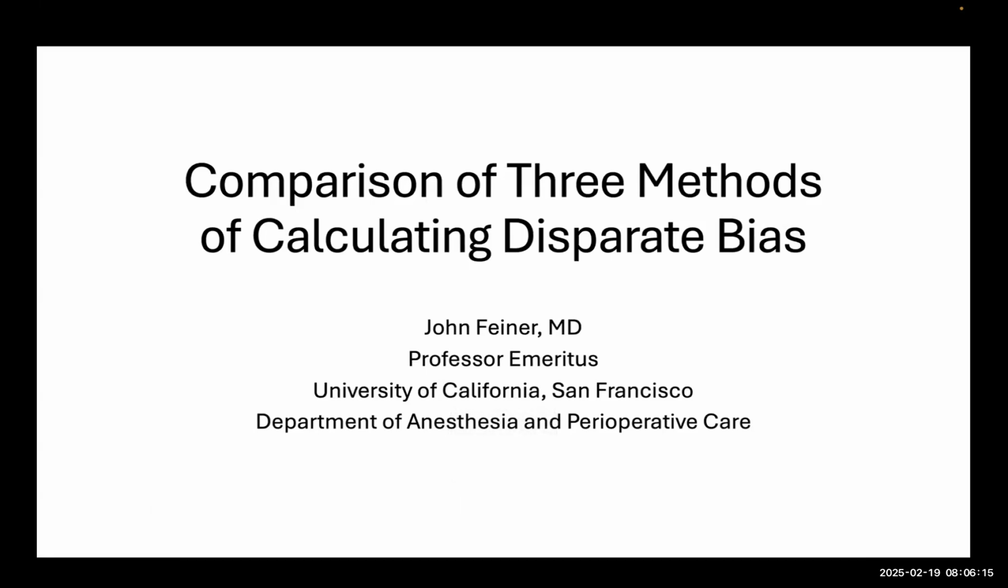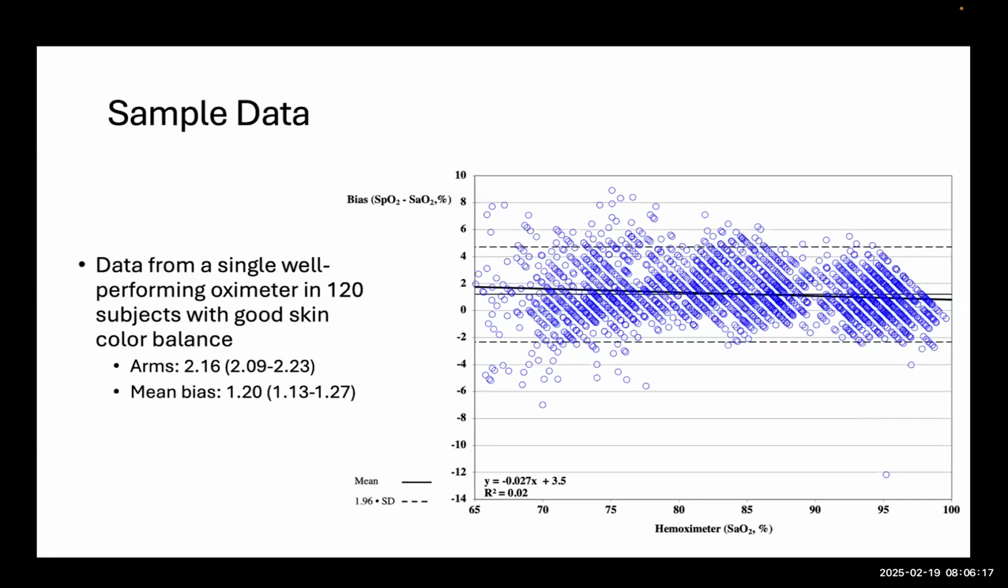Beautiful. I went through a lot of these calculations myself so I could get a feel for this, and this is one of the sample sets from OpenOx. I took the largest sample set, and I just wanted to point out that it's a solid sample set. Well-performing oximeter. This is 120 subjects. There was a reasonable skin balance, and it performed with an overall ARMS of 2.16, easily within an upper 95% confidence level, less than 3, and with a reasonable mean bias. So we're starting with a reasonable data set here.